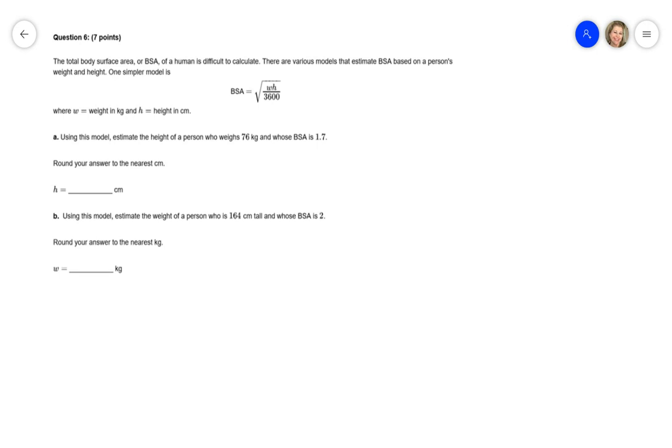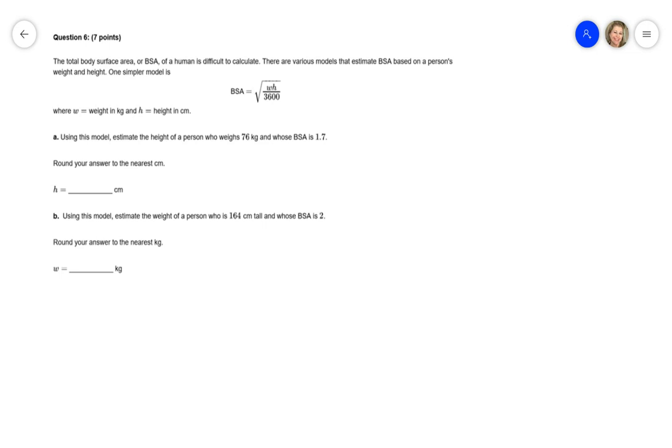Number 6 says the total body surface area, or BSA, of a human is difficult to calculate. There are various models that estimate body surface area based on a person's weight and height. One simpler model is BSA equals the square root of WH divided by 3600, where W is the weight in kilograms and H is the height in centimeters.